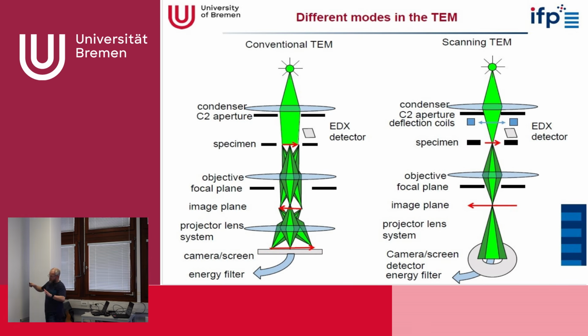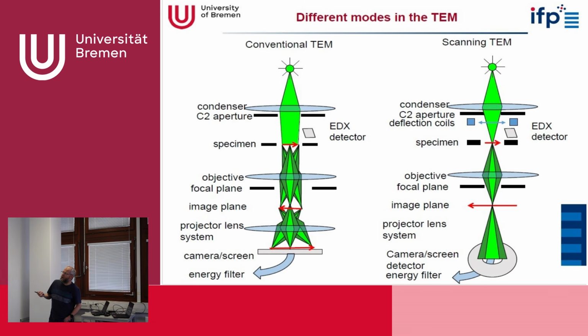Okay, so basically I'm now through the column, and I want to repeat again the different modes that we have in transmission electron microscopy. As I said, we have conventional transmission electron microscopy, where we build a parallel beam using the condenser lens system, and then with the projector lens system we can decide whether we want to have the focal plane on our camera or the image plane on the camera. And depending on how I excite the projector lens system, I can have both.